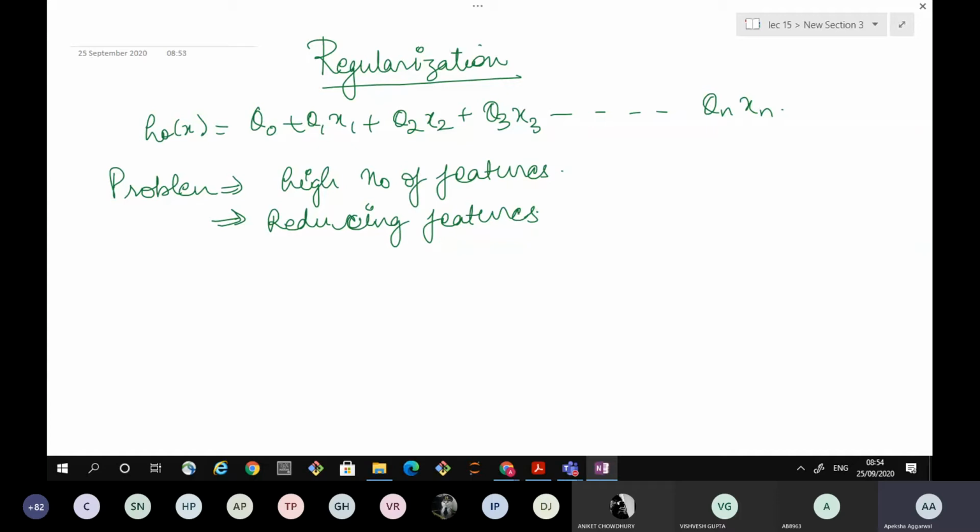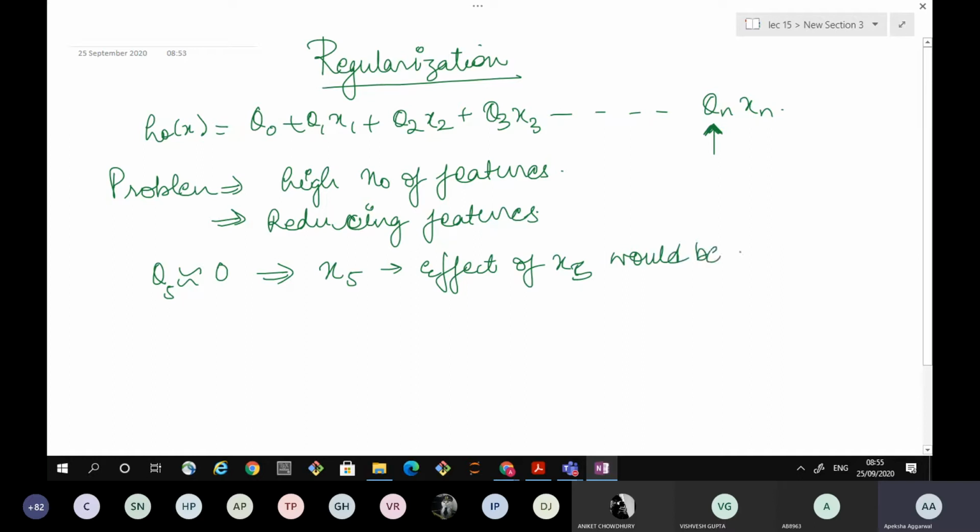Second, what if I give these thetas extremely small values? If theta is approximately equal to 0, say theta 5 is approximately equal to 0, this means the effect of x5 would be negligible. The effect of this feature would be negligible, right?